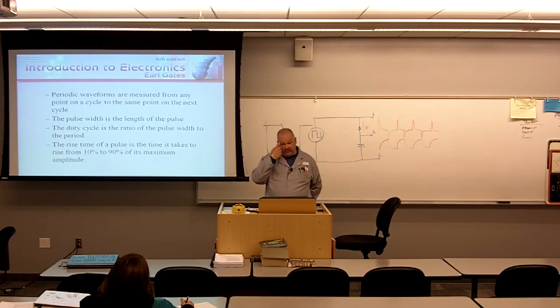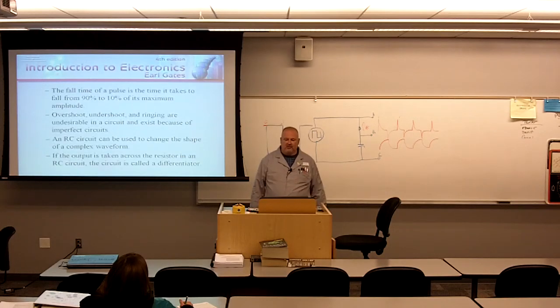Pulse width is the length of the pulse measured at the 50% point. Duty cycle is the ratio of pulse width to period. Rise time of a pulse is the time it takes to rise from 10% to 90% of its maximum amplitude. Fall time is between 90% and 10%. Overshoot, undershoot, and ringing are undesirable in a circuit and exist because of imperfect circuits.